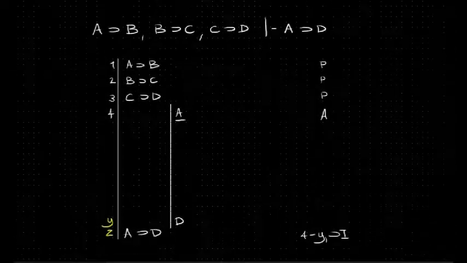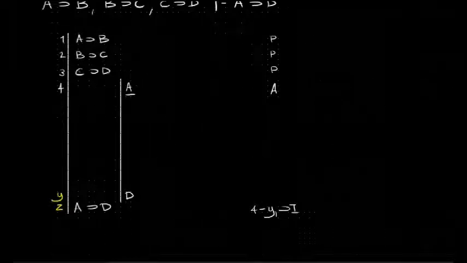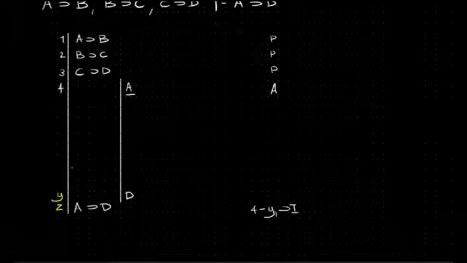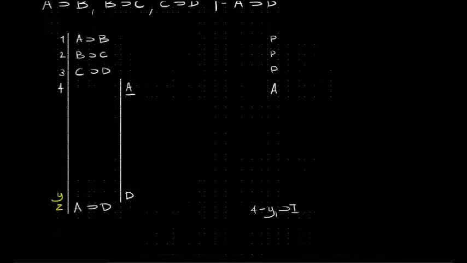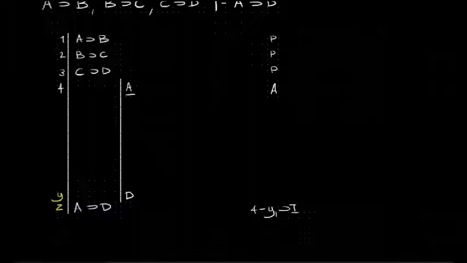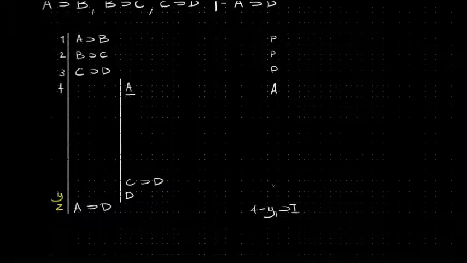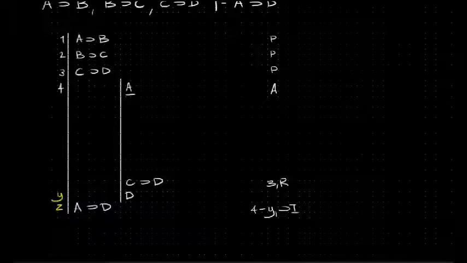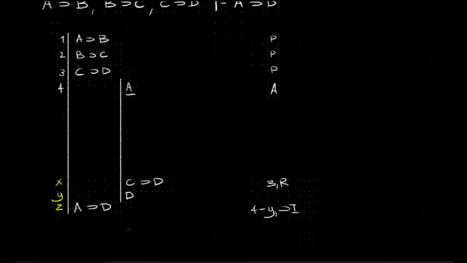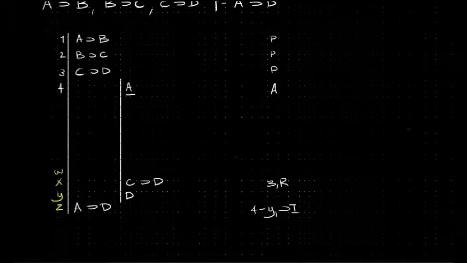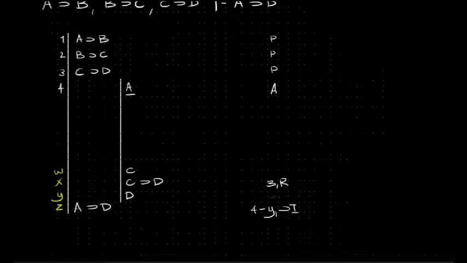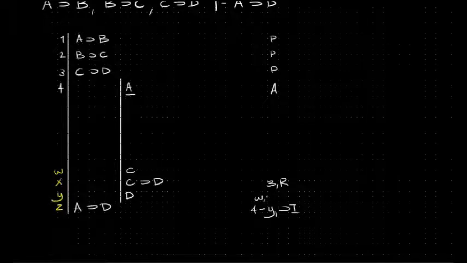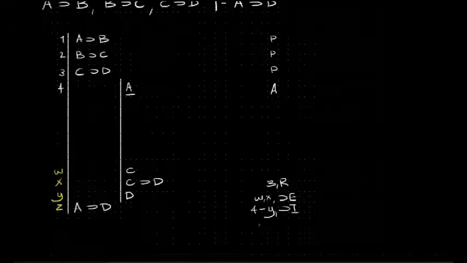So in the case that we're looking at now, with C then D being on this primary scope bar on line 3, that's not much use to us in this subproof. So what we're going to need to do is reiterate it. So C then D, and that's a reiteration from line 3. And we'll put that on line X. And above it, on line W, we're going to have C. So D is justified by W, X, and a conditional elimination.